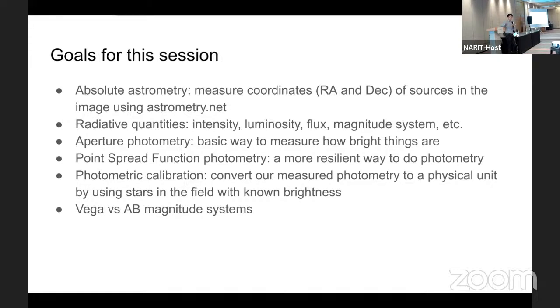We will then switch gears. We will not spend too much time on astrometry. It is complicated, but thankfully there's a software package that makes things really easy. So we'll see that in a bit.